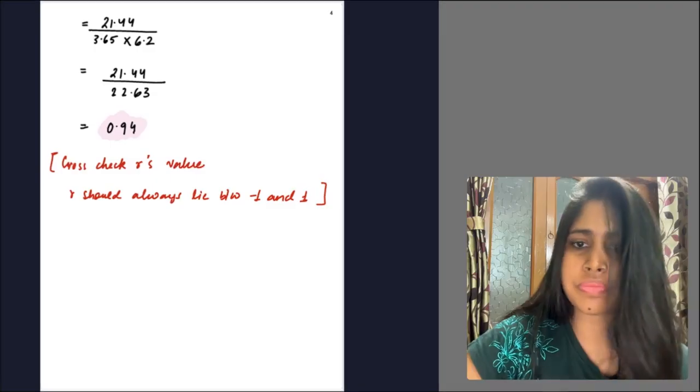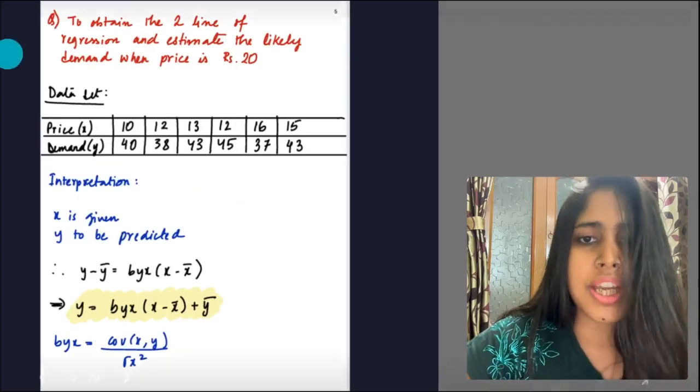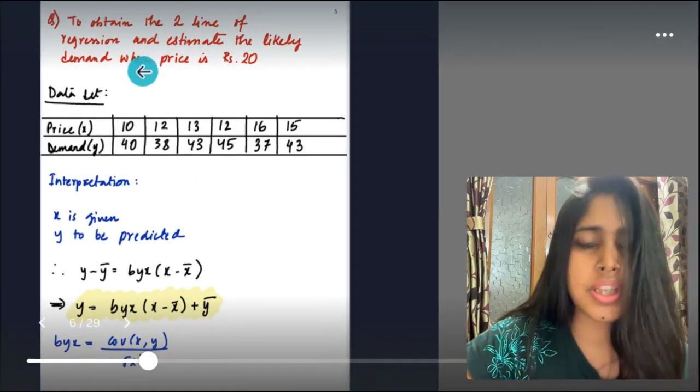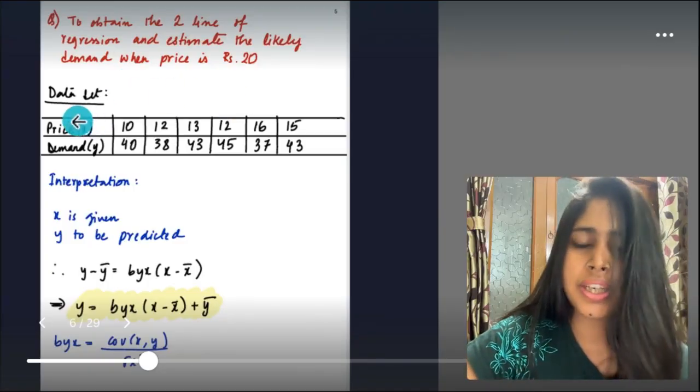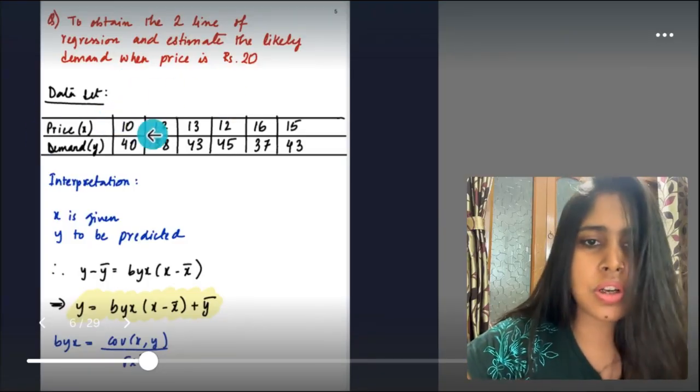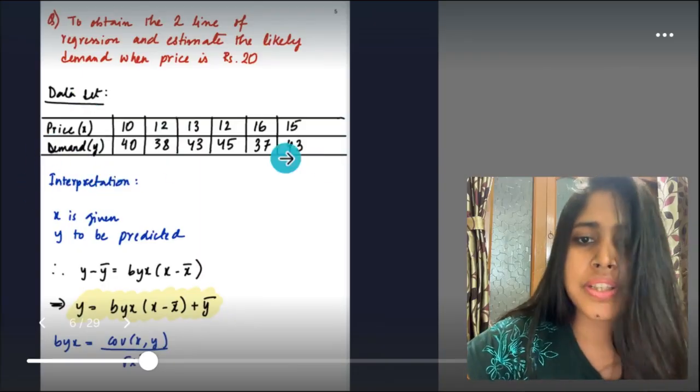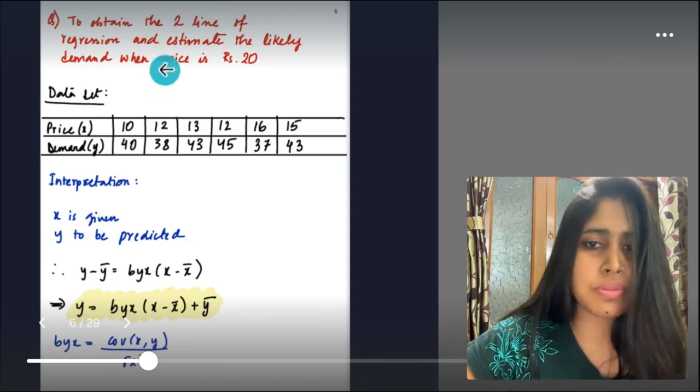Now see, coming to the next question. To obtain the two lines of regression and estimate the likely demand when price is rupees 20. Here the data set is given, the price x is given for all the values, and demand y is given. What is the interpretation of this question?